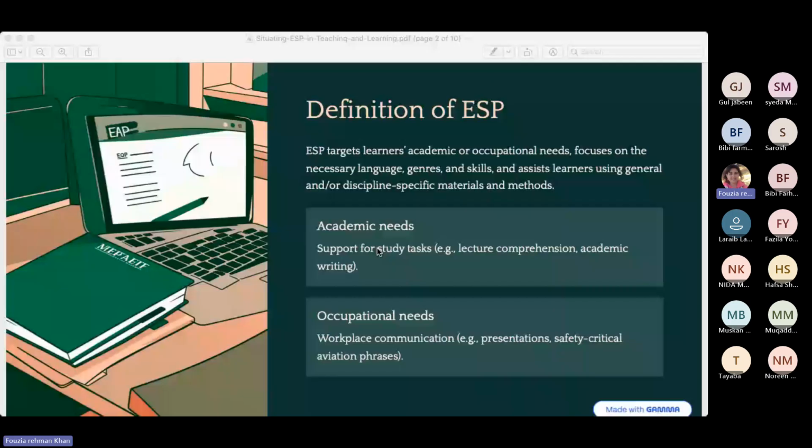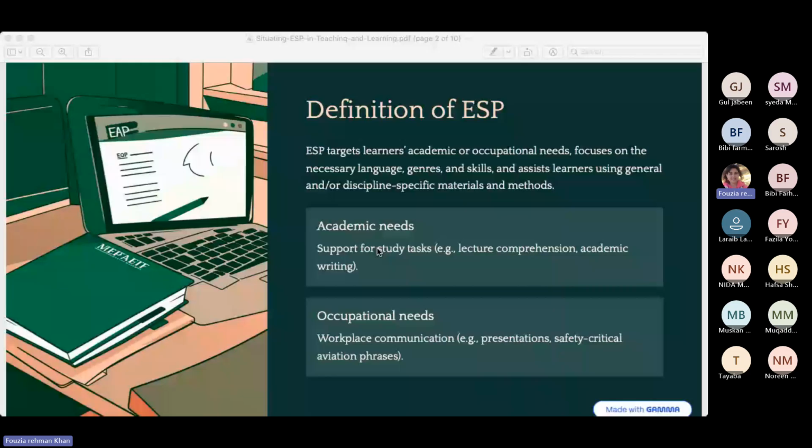ESP targets learners' academic and occupational needs. I've already referred to these, but you need to know two terms. Basically, this is the aim of anyone who becomes an ESP expert or whosoever is involved in English for Specific Purposes. They are targeting two kinds of needs: academic needs and occupational needs. Both of these needs serve a different set of students. So, are your needs academic or occupational as far as English is concerned?